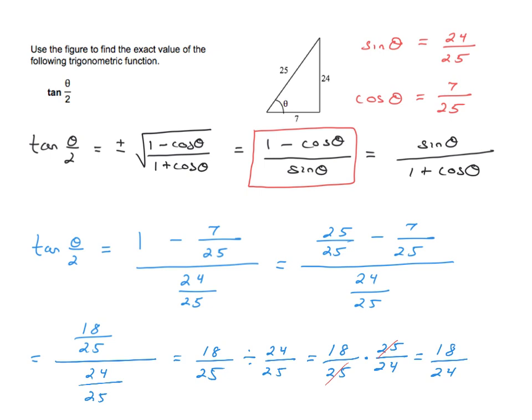And there are definitely common factors between 18 and 24. We can factor out a 6 from both the top and the bottom, and that leaves me with a 3 and a 4. So the value for tangent of theta over 2 is 3 over 4.